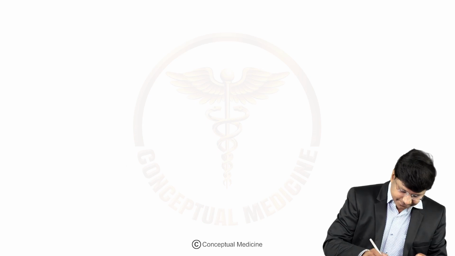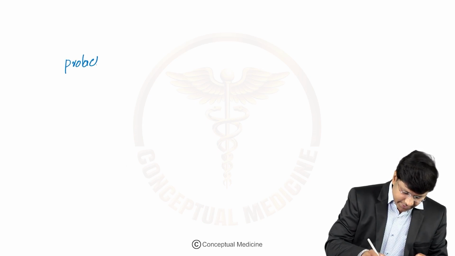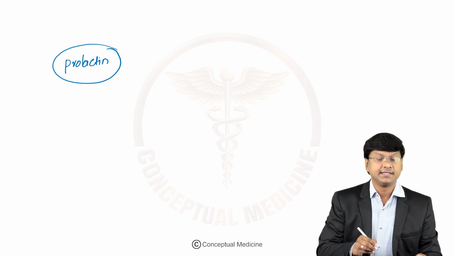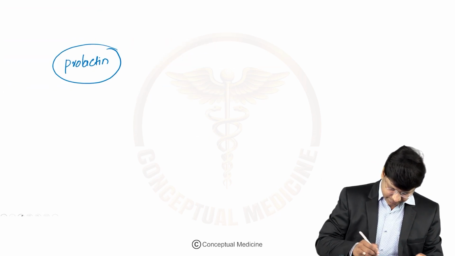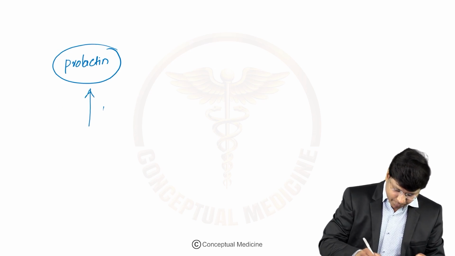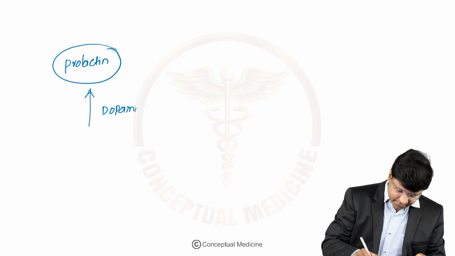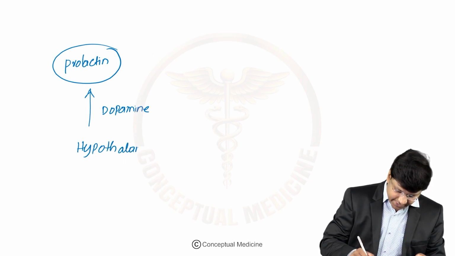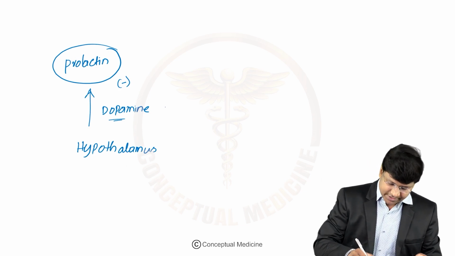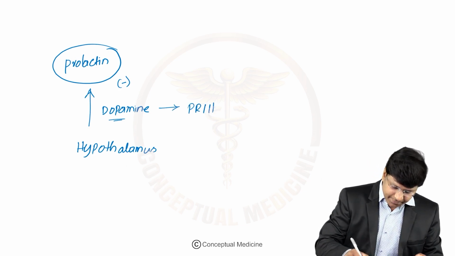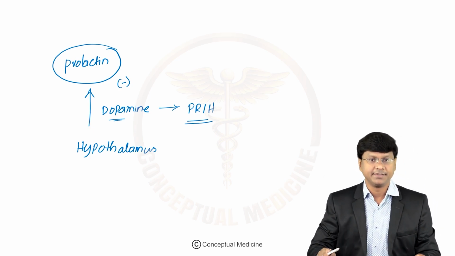And if you take the prolactin, this particular prolactin is under predominant inhibitory control of the hypothalamus. So we have the dopamine. This particular dopamine, which is synthesized from the hypothalamus, will inhibit the secretion of the prolactin. So prolactin is under predominant inhibitory control of the hypothalamus through prolactin releasing inhibitory hormone. And what is that prolactin releasing inhibitory hormone? It is nothing but your dopamine, right?